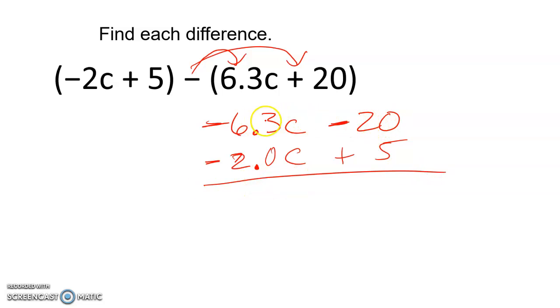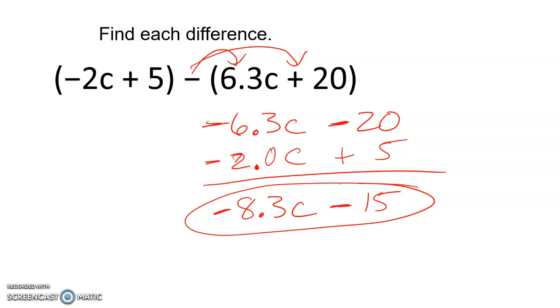So over here, let's go. Since they're both negatives, you're going to add and keep the negatives. So negative 8.3c. And more negatives than positives. So here you're going to subtract. You're going to get a negative 15. So negative 8.3c minus 15.